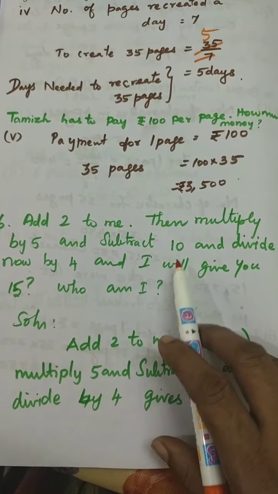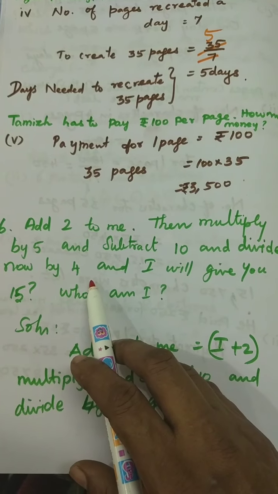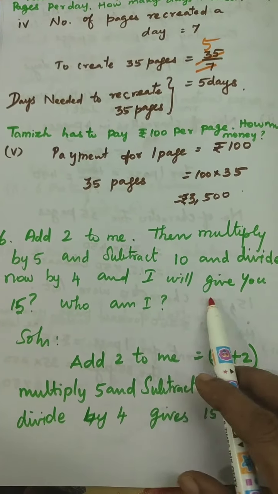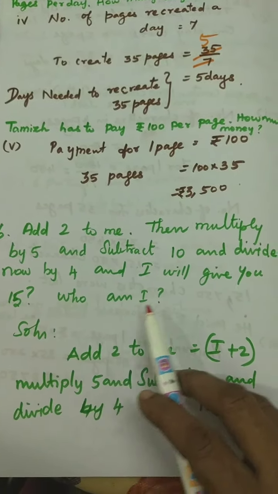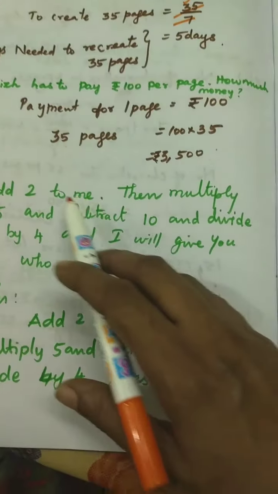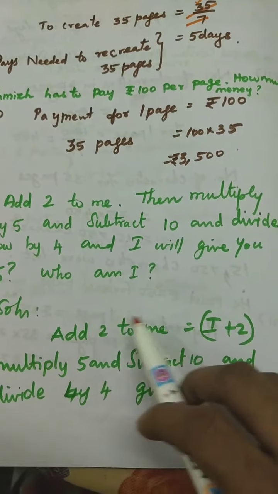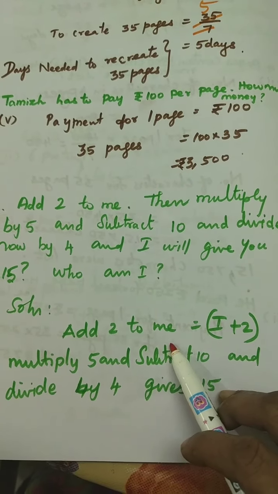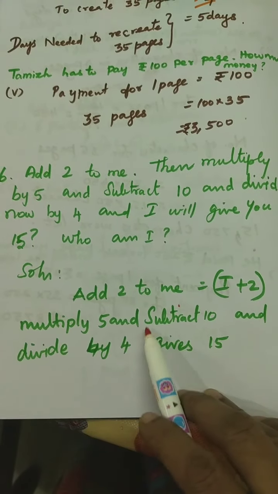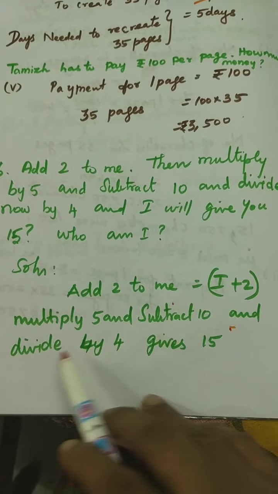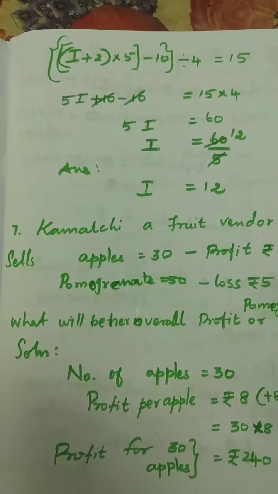And subtract 10, and divide now by 4, and I will give you 15. Who am I? Let me be i. Add 2 to me, then i plus 2. Multiply by 5 and subtract 10, and divide by 4 gives 15.